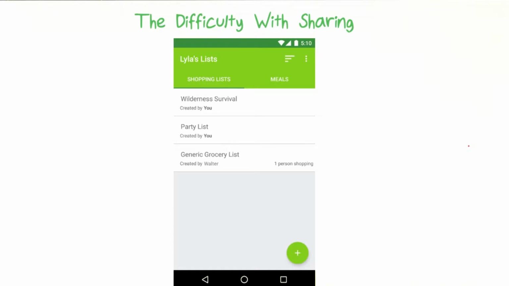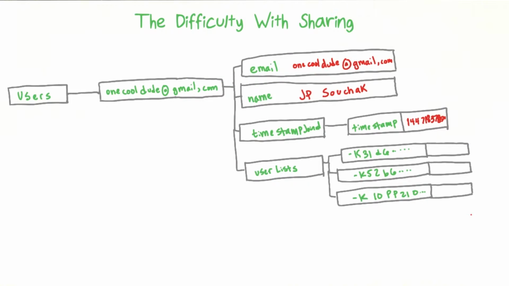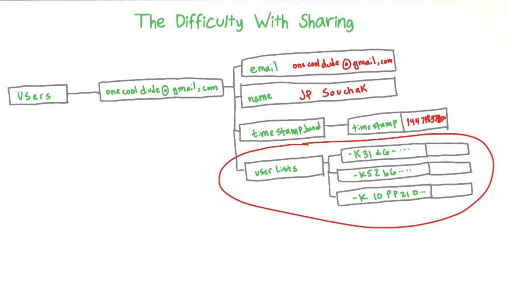So I have another idea to add here. What if we design the data structure like this? Let me show you my screen. Here you've got your list of users, and in each user is a list of push IDs for the shopping lists they own and are shared on. We could set them to some dummy value like true.